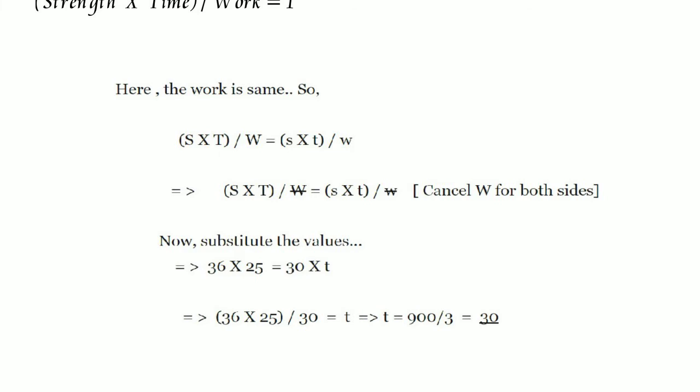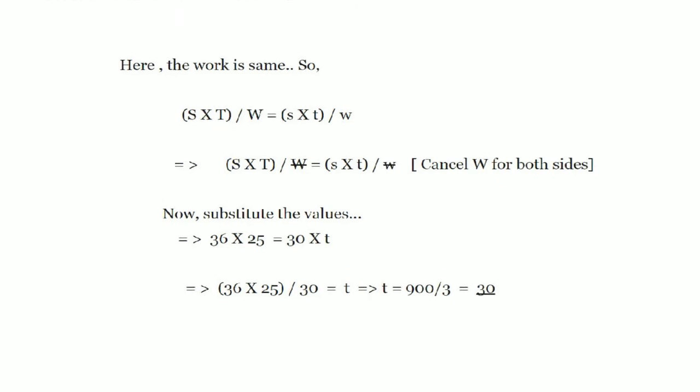It was an easy question because the work was same and we were required to find the time, and putting the values in the formula we could get the answer very easily. But suppose there are other questions in which other parameters are also changing, then how will you solve that question? In that question also we will utilize the same formula, strength into time divided by work is equal to 1, in other complex questions, and we will be able to solve them as easily as this question.